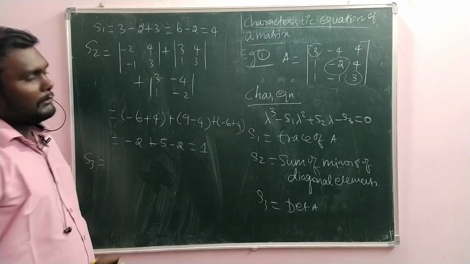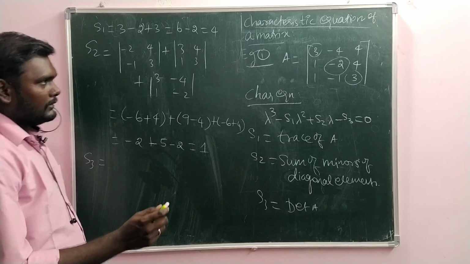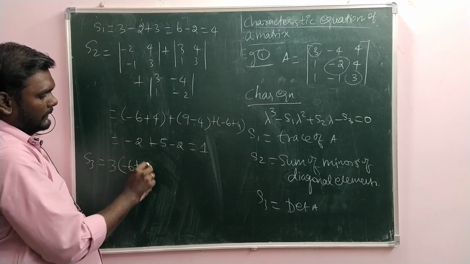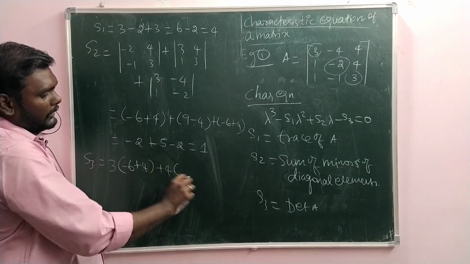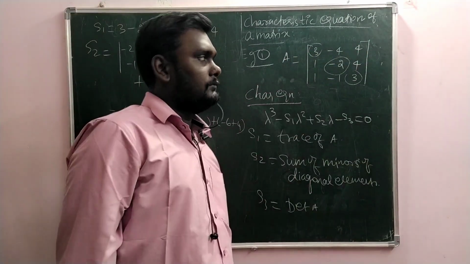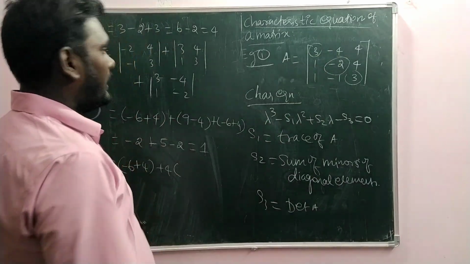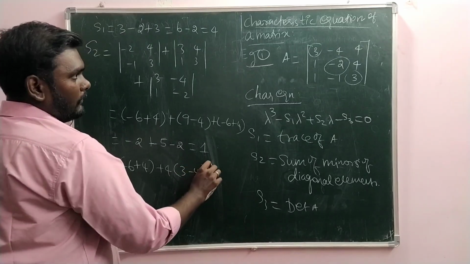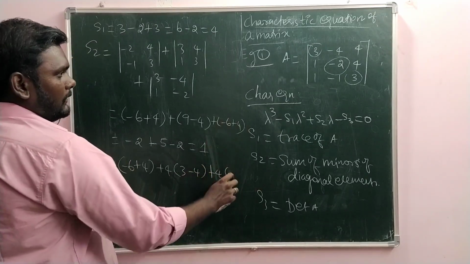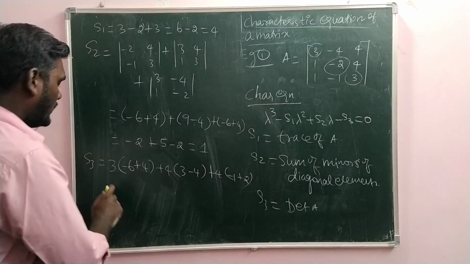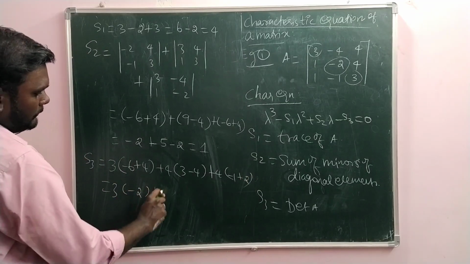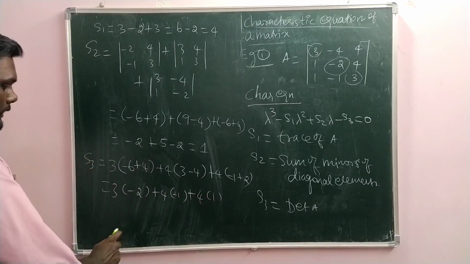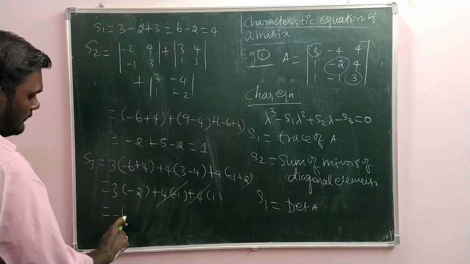And S3 is simply the determinant of A. Determinant as usual we calculated, right? So 3 into that determinant value, minus 6 plus 4, and minus of minus plus 4 into... I am taking it along R1, the first row. Then minus 4 into the minor of that element, that row, that column, 3 minus 4, and plus 4 into minus 1 plus 2. I took the determinant as usual. So 3 into minus 2 plus 4 into 1. So we get minus 4 plus 4 cancel, we will get minus 6.